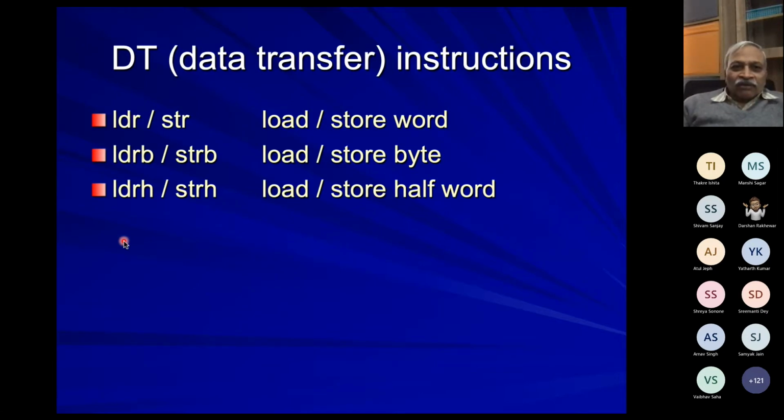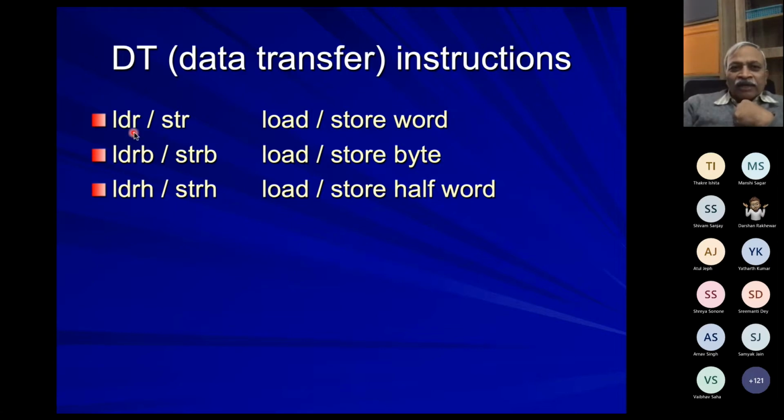Now, DP was one category. Let me complete the instruction categories first. We have seen arithmetic, logical, move, and compare. These 4 categories, compare and test instruction. So 4 categories were there, subcategories. The next major category is DT, which stands for data transfer.